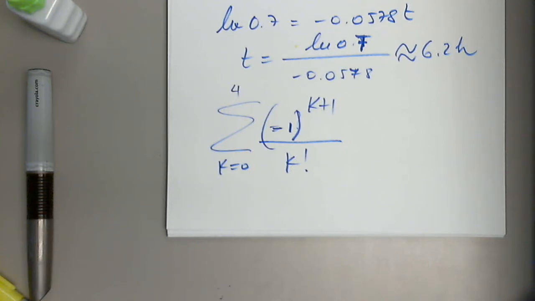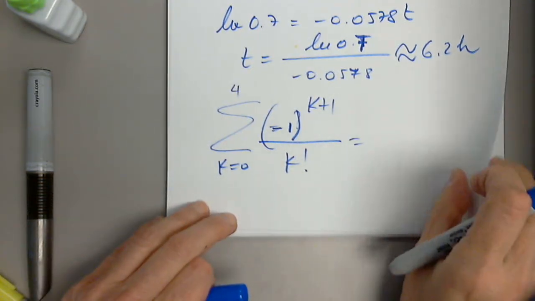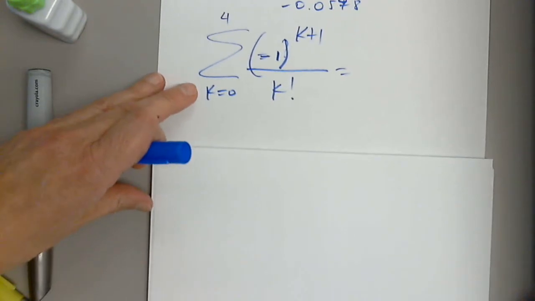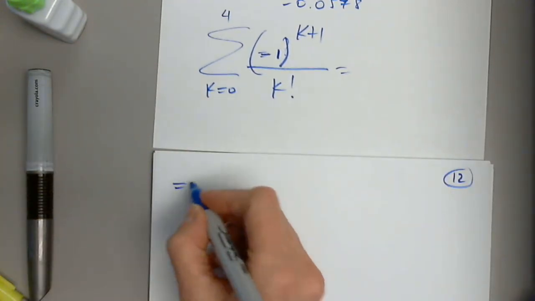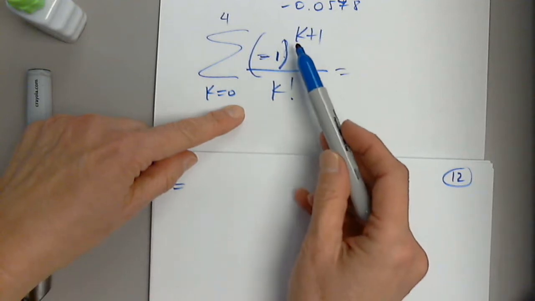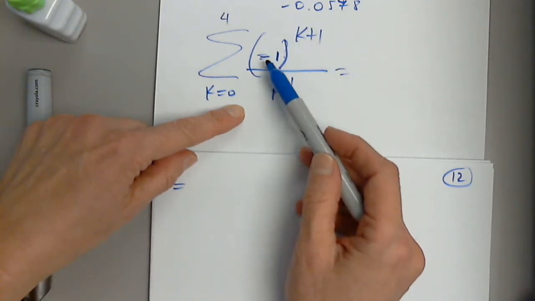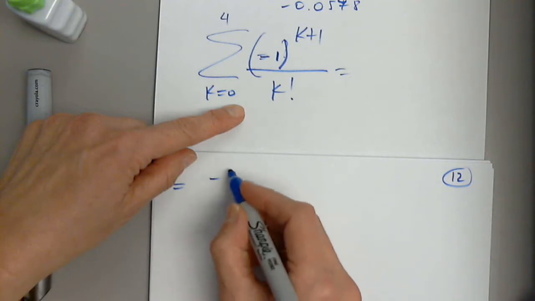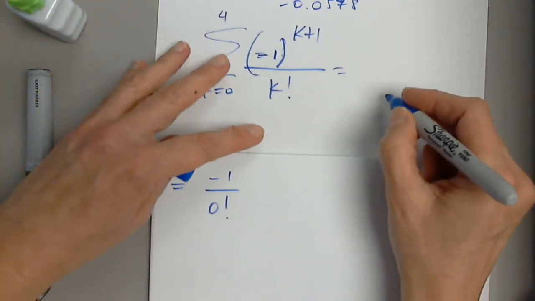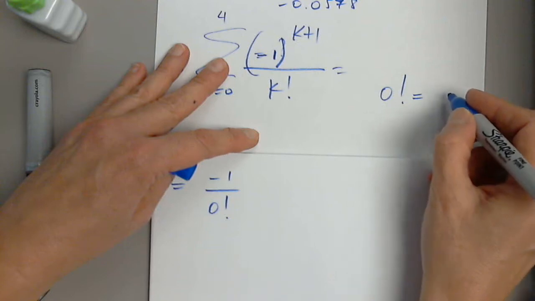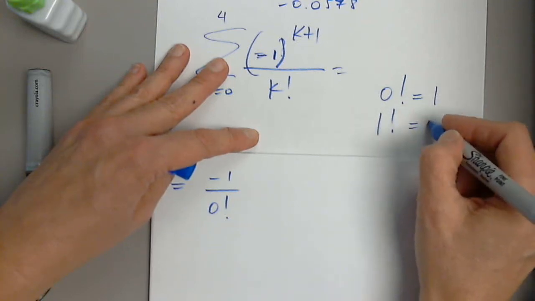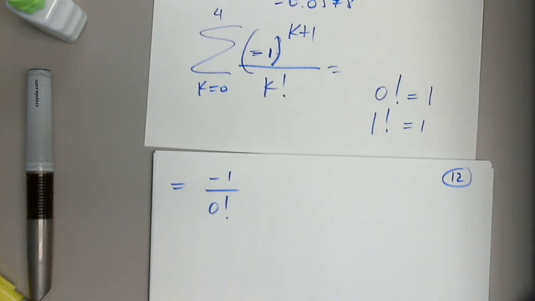How many terms do I have to write? Let's write those 5 terms first. When k is 0, how much is 0 plus 1? How much is negative 1 to 1, over 0 factorial? And remember 0 factorial, I know you're going to say why, how is it possible, we've never seen this before. 0 factorial and 1 factorial mean the same thing. That's the convention. 0 factorial and 1 factorial are both 1.